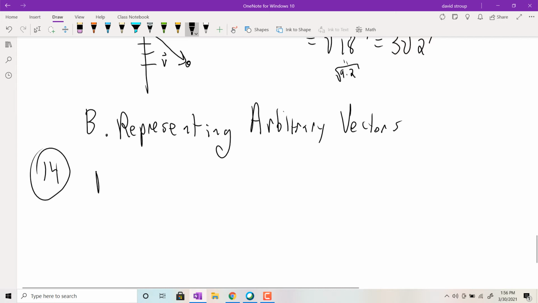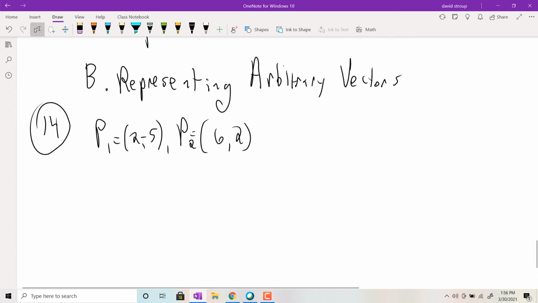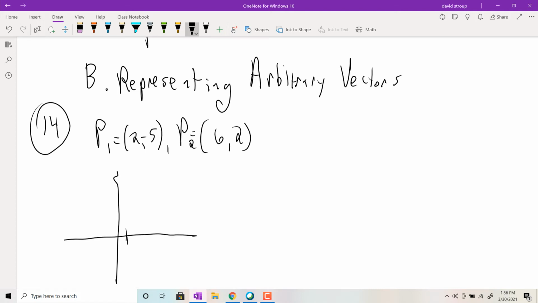Anyways, 14, we want the vector going from P1, which is 2, -5 in the plane, to the point P2, which is going to be 6, 2. Okay, drawing the picture probably isn't going to be too much of a help. So anyways, you can go 1, 2, 2, 3, 4, 5. So I have this point, and I want to go to 1, 2, 3, 4, 5, 6, 2 up here. Okay, so I want the vector representation for that vector there.